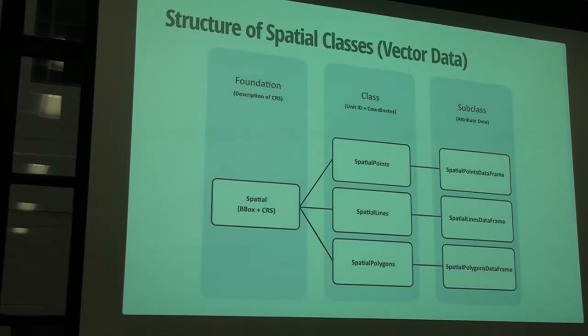And then second, we have the geometry class. It contains the spatial ID and the coordinate. We call them spatial points object, spatial lines object, or spatial polygons object. And then we have our extended class, where we introduce our attribute data into the spatial objects, which is the spatial point data frame, and etc.